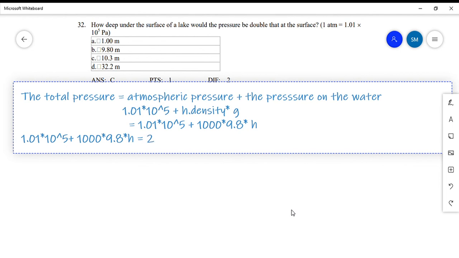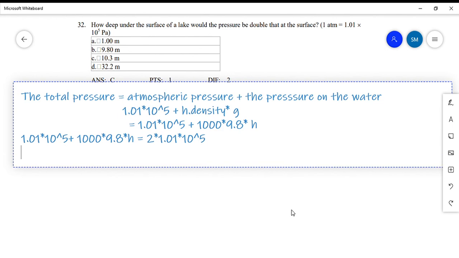So 2 times 1.01 times 10 power 5. After making this equation and solving it by the calculator or manually, you will find the height is equal to 10 power 3 meter. So the answer is C.